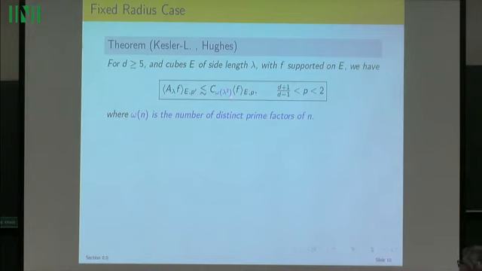However, there is an arithmetic aspect. The constant can depend upon the number of distinct prime factors of lambda squared. So if lambda squared is a power of a pure prime, it's an absolute constant.